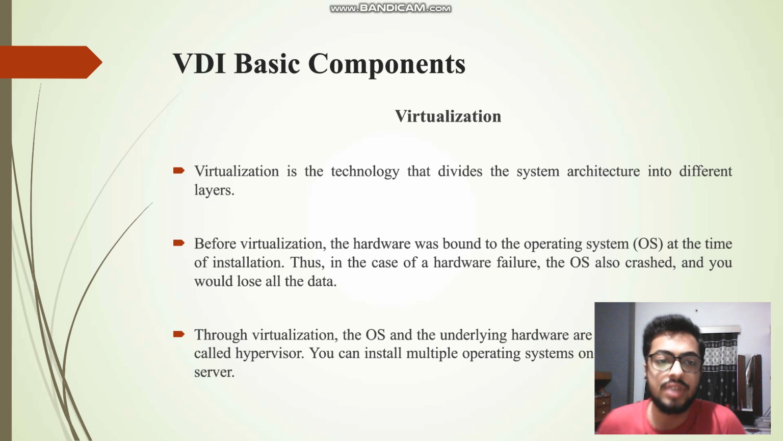So now we will see about VDI's basic components. The first component of VDI is virtualization. Virtualization is the technology that divides the system architecture into different layers. Before virtualization, the hardware was bound to the operating system at the time of installation. Thus, in the case of hardware failure, the OS also crashed and you would lose all the data. Through virtualization, the OS and the underlying hardware are separated by software called hypervisor. You can install multiple operating systems on a hypervisor installed server.